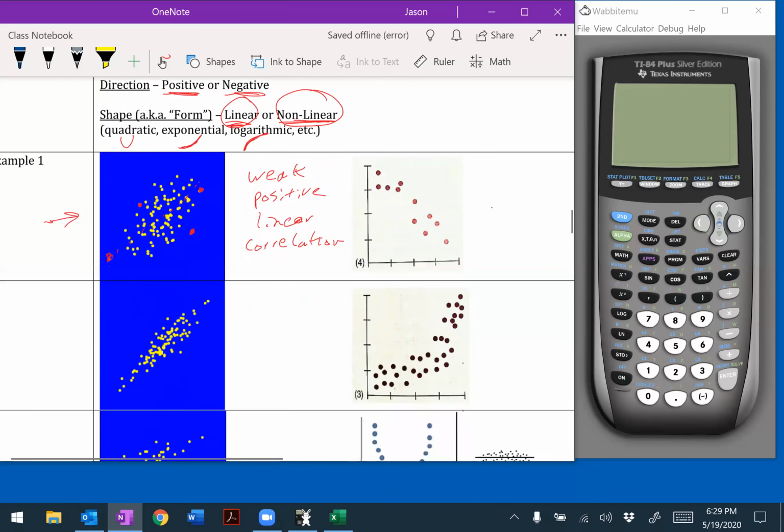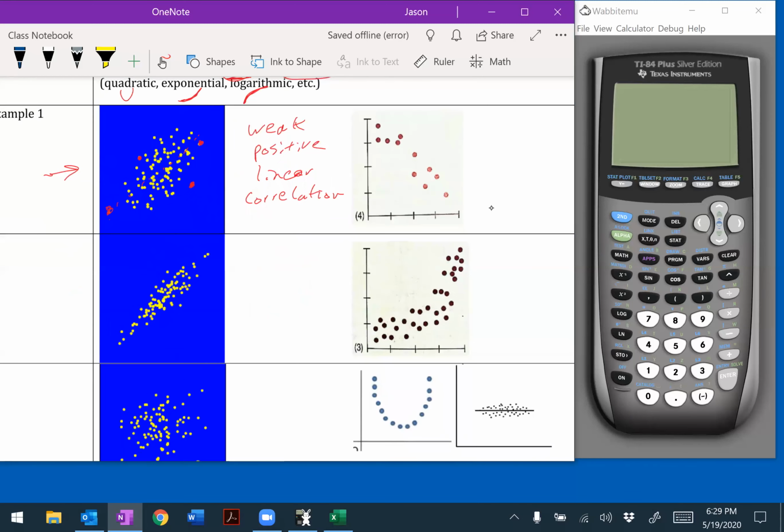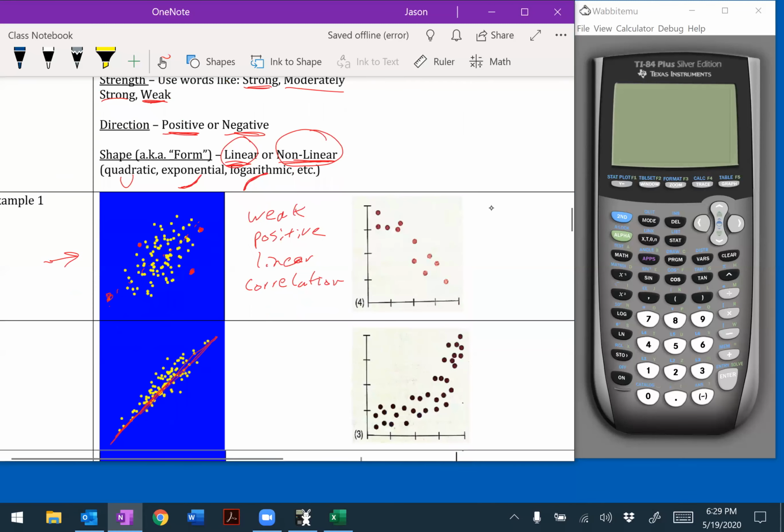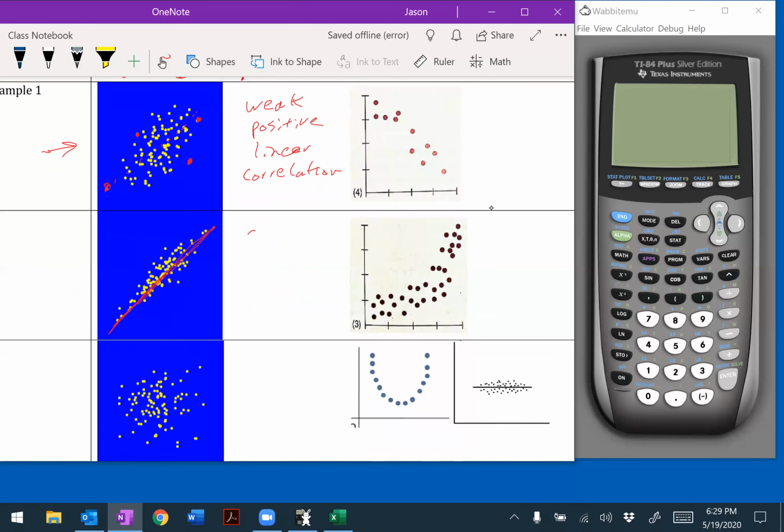Okay, let's look at the one below it. This definitely has a linear correlation. This is going to be a strong positive linear correlation. Okay, that's a strong positive correlation. What about the one below it?